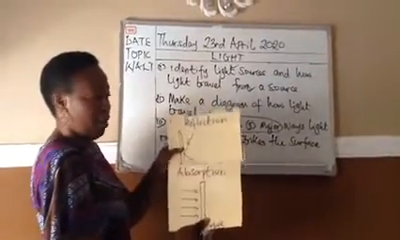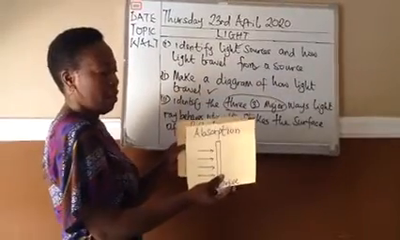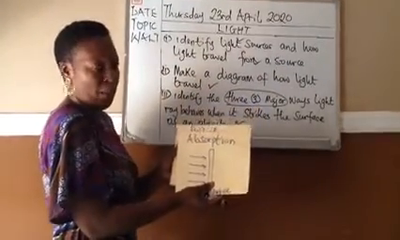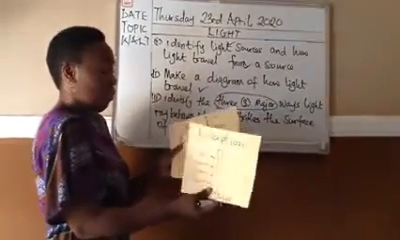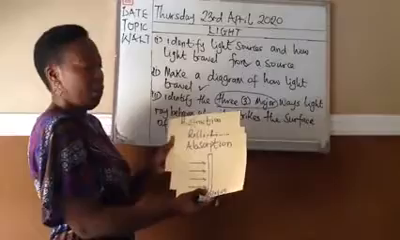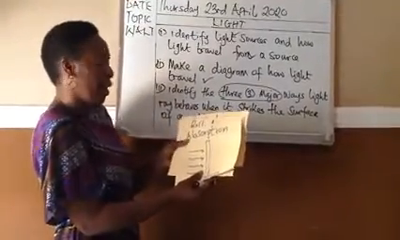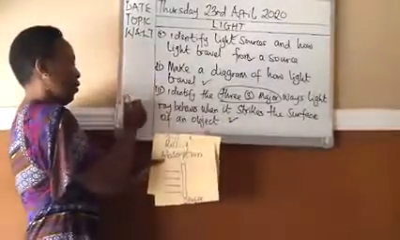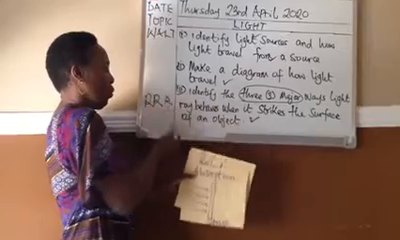Reflection was the first one I said. The second one I talked about is refraction, and the third one is absorption. It's not in any particular order, so if you can remember it in any order, it's fine. It can be absorption, it can be reflection, and it can be refraction. But what are these things? RRA: reflection, refraction, and then absorption.